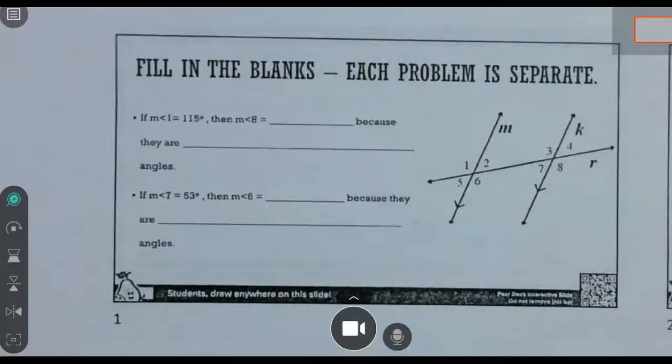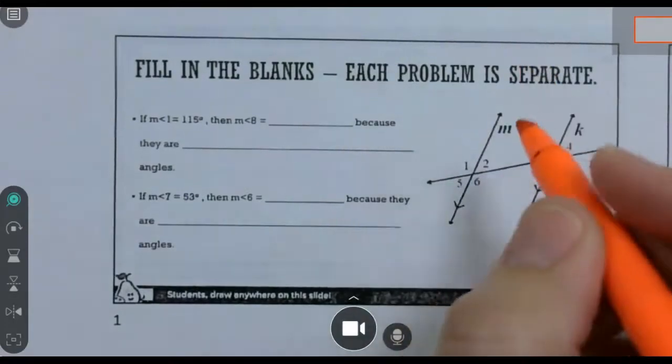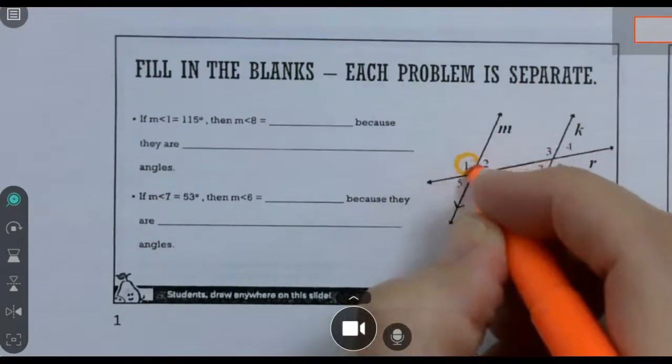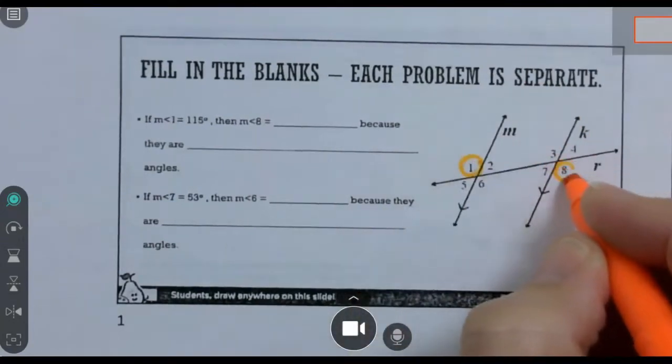On the first slide, we're going to fill in each blank, making sure that we understand that each problem is separate from the previous problem. So the first one is going to give us angle 1 and angle 8. When we look over at the line, we are going to look at how angle 1 and angle 8 are related.